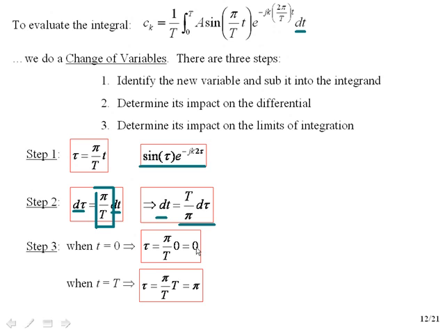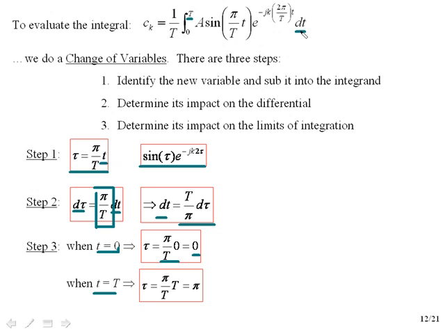Step 3 is determine the impact on the limits of integration. So again, remember, it comes from here. This was our substitution. So when t is equal to 0, we plug 0 in there, and we get that tau is equal to 0. That makes sense. Again, I'm just changing rulers, so something that is 0 on one ruler is going to be 0 on another ruler. And now I want to take this limit, capital T, and find out what it goes to.